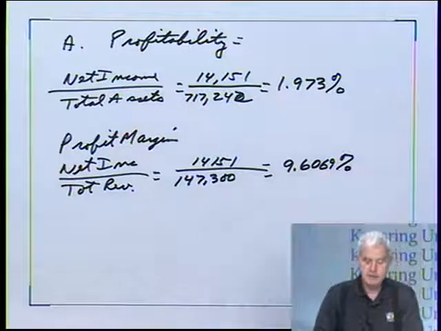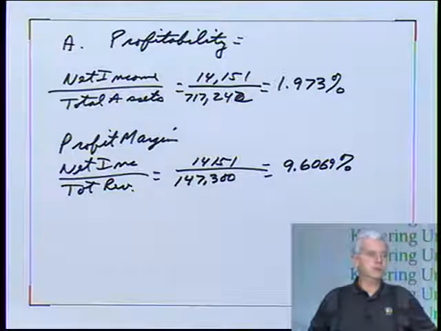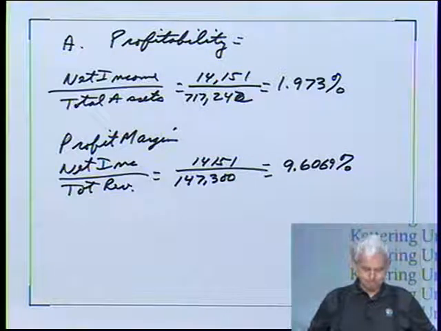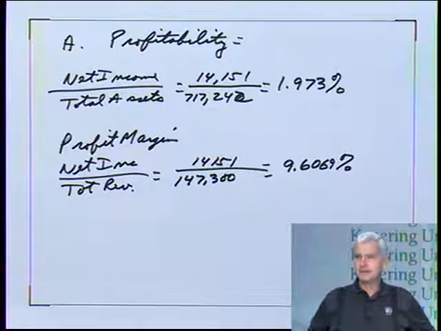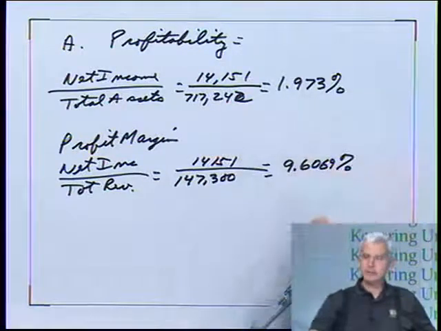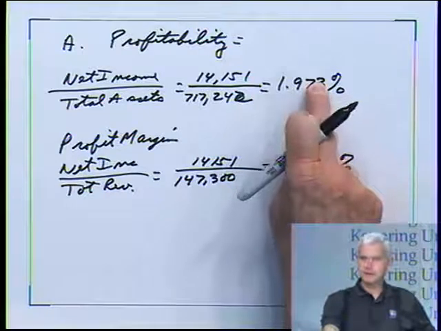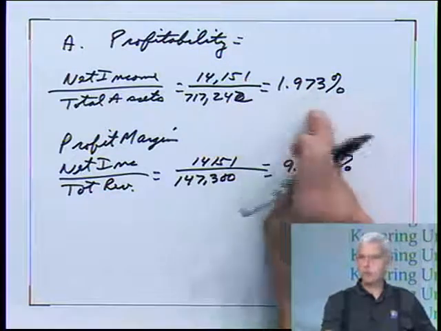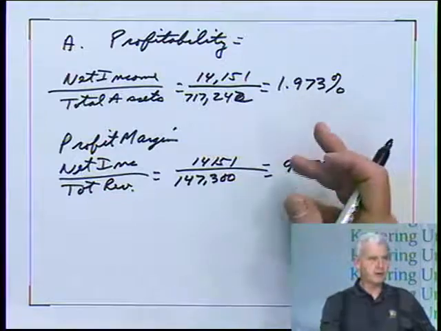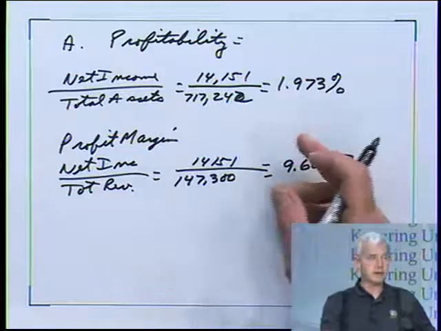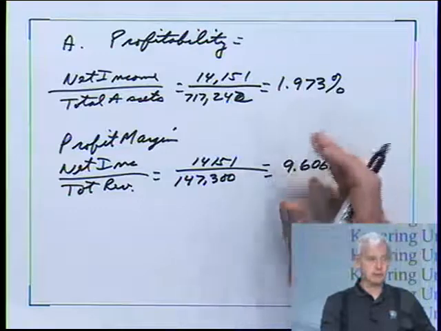9.6069%. Give me at least one decimal point when you do these. I don't care if you give me 2 or 3 or 4, but give me at least one. Now, without making the next calculation, what do you think my asset turnover is going to be? Well, this times my asset turnover is going to get me that. So it's going to be somewhere around a quarter or something. It's really going to be small. They have a really small, slow asset turnover. Most companies, it's closer to 1 or higher.